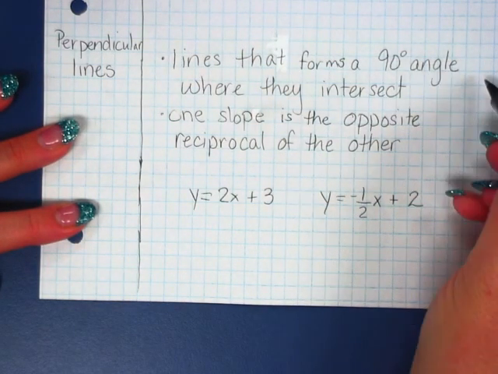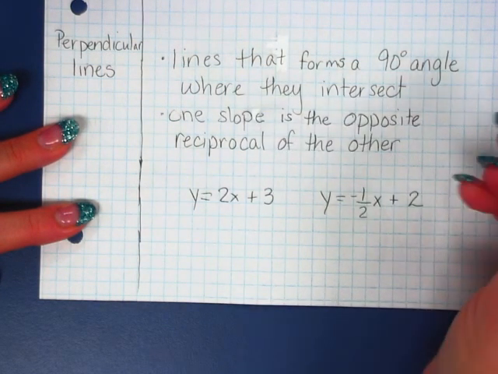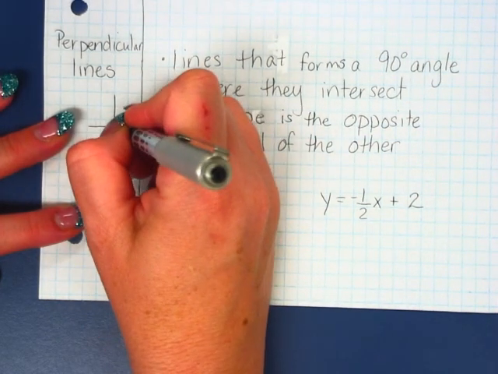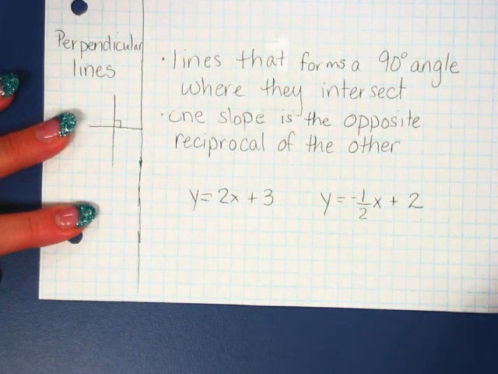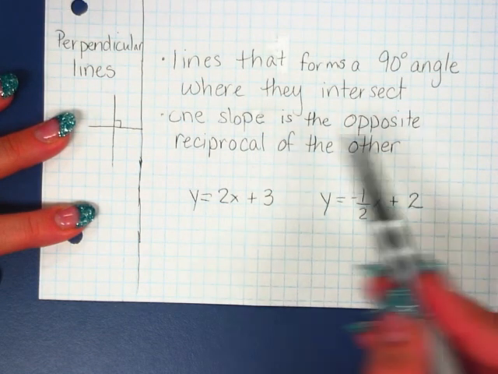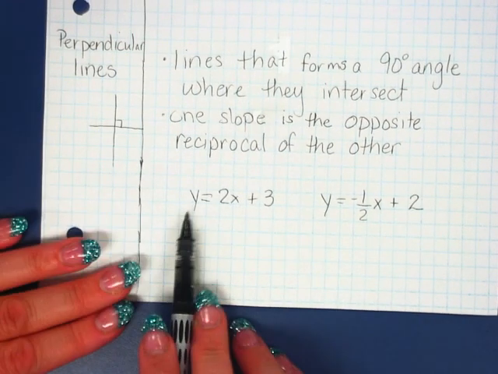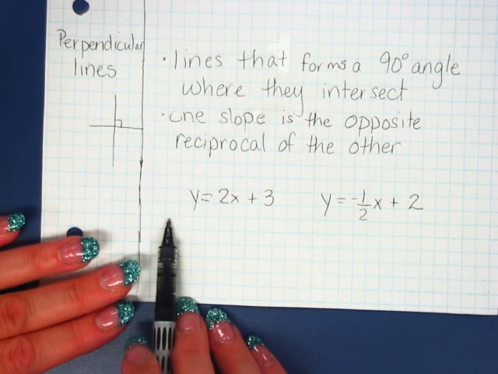A perpendicular line is a line that forms a 90-degree angle where they intersect. So when you look at a perpendicular line, you're looking at a 90-degree angle. One slope is the opposite reciprocal of the other. So this is a little tricky here. You'll notice here these two lines are perpendicular, and here's how I know.